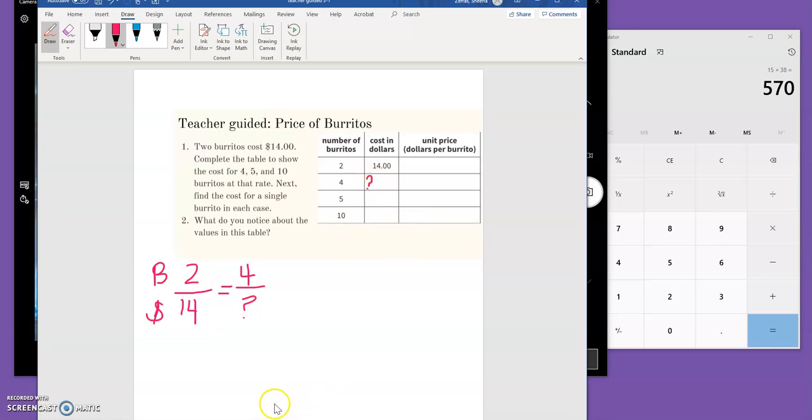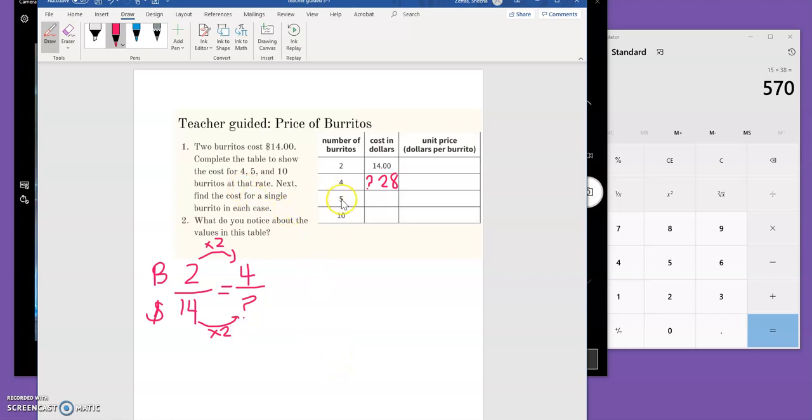Okay. When we are making an equivalent ratio, we are multiplying or dividing. In this set, we're going from 2 to 4, so we're multiplying by 2. 2 times 2 would give me 4. And we're going to repeat that here to our bottom. 14 times 2 will give me 28.